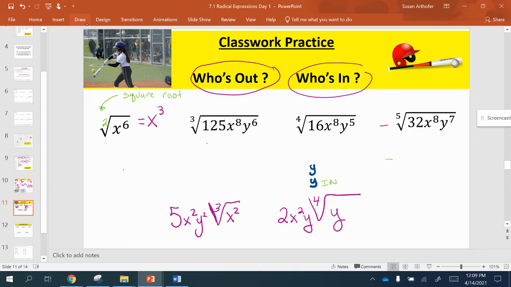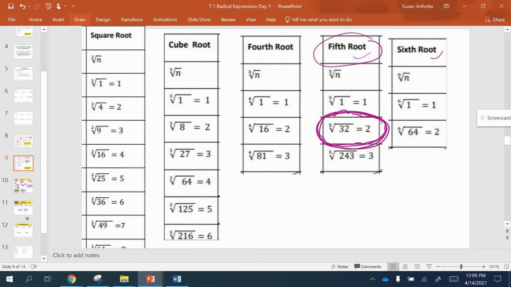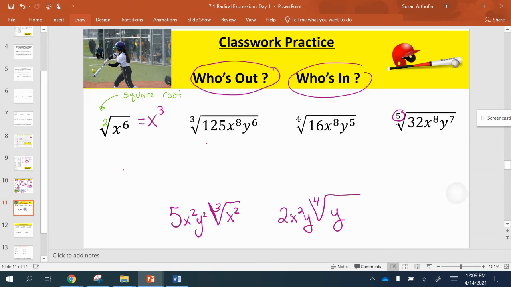Okay, I'm going to erase this. Okay, we're on to a 5th root. It takes 5 to get out. So what's the 5th root of 32? It's right here. 5th root of 32 is 2. So make sure you use this page 4 of your white notebook. So who's out and who's in? So far, 5th root of 32, out is 2.